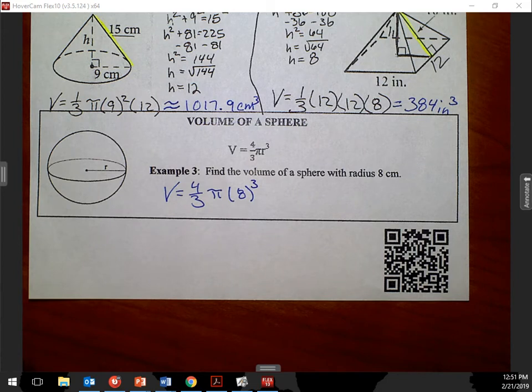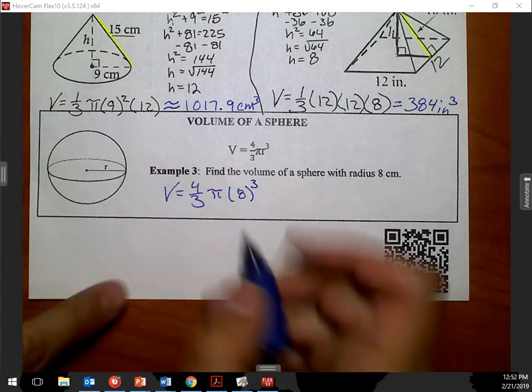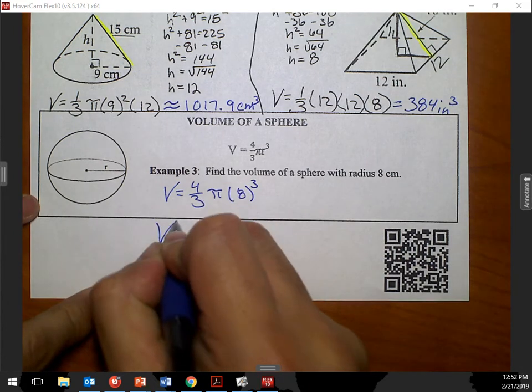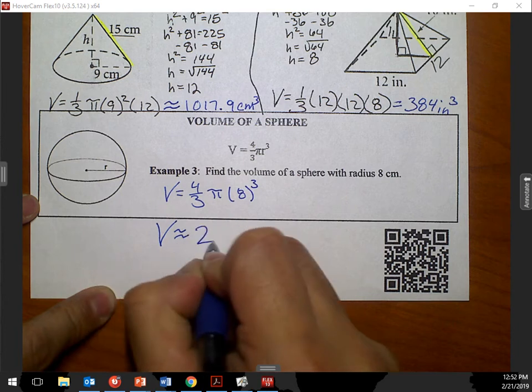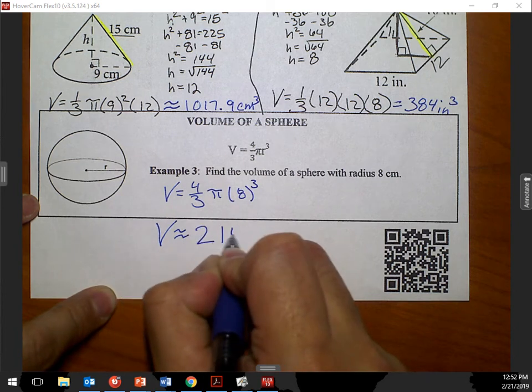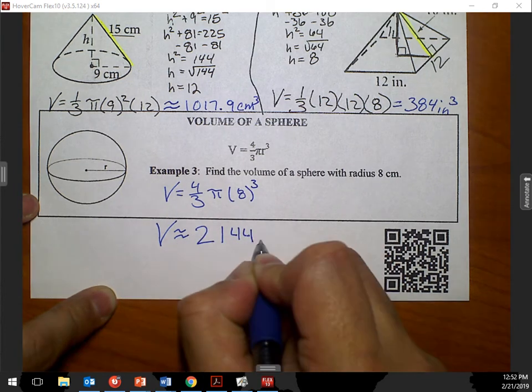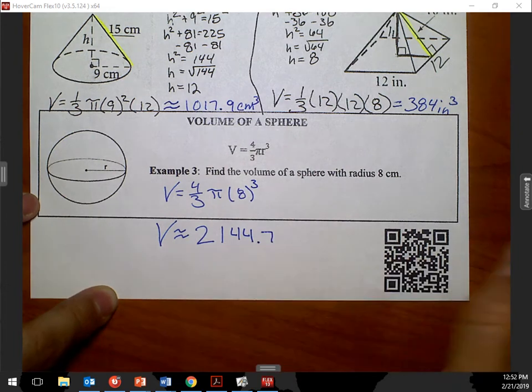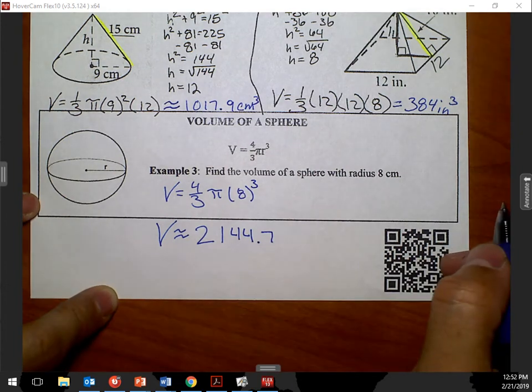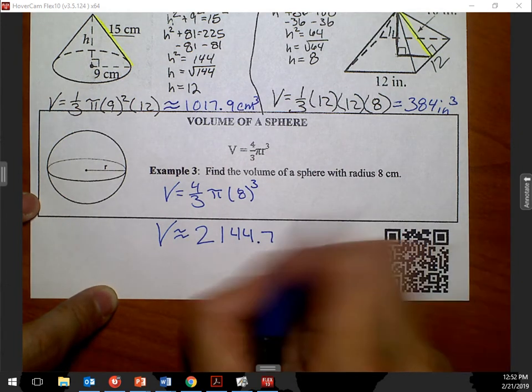2,144. Alright, so what do we get? So volume is going to be about what? 2,144.7. What are my units? Centimeters cubed.